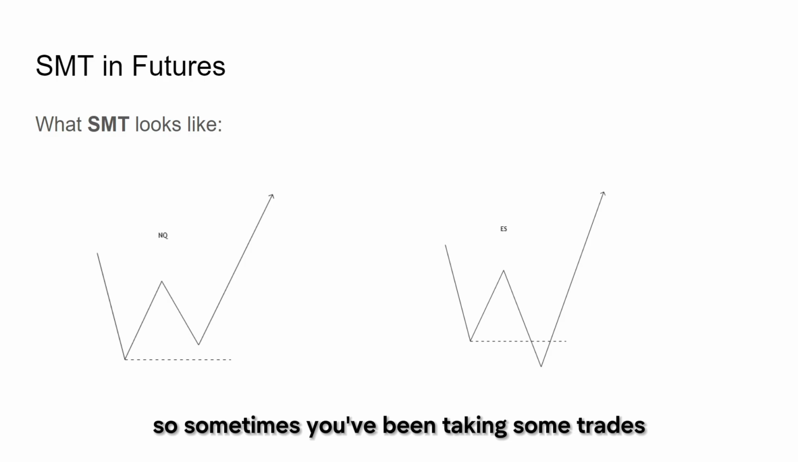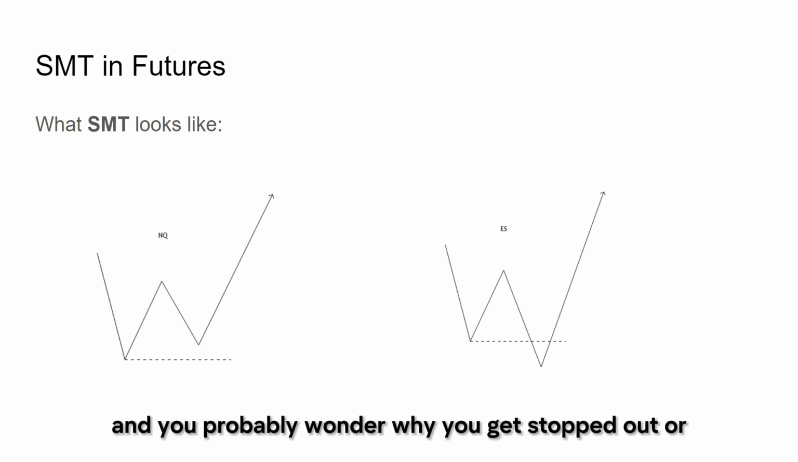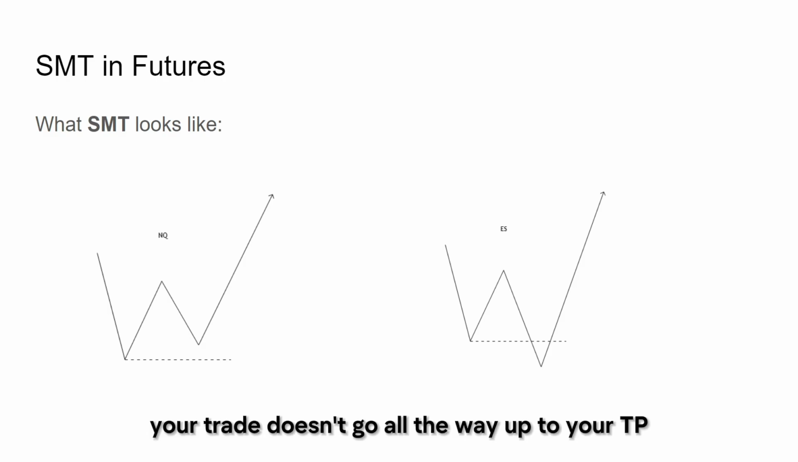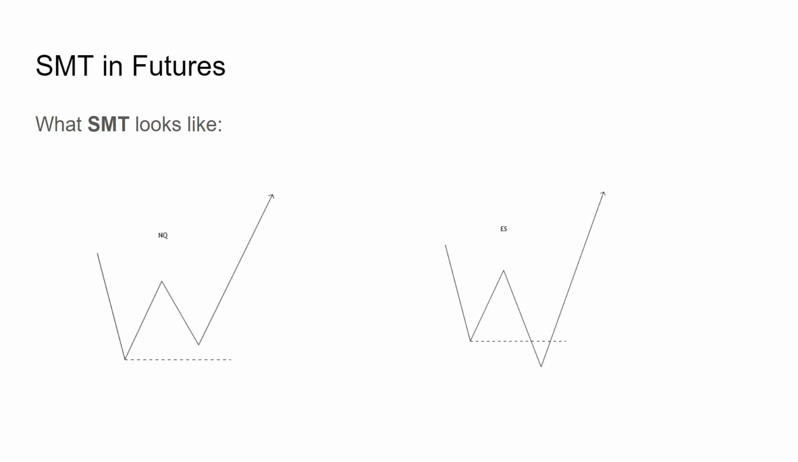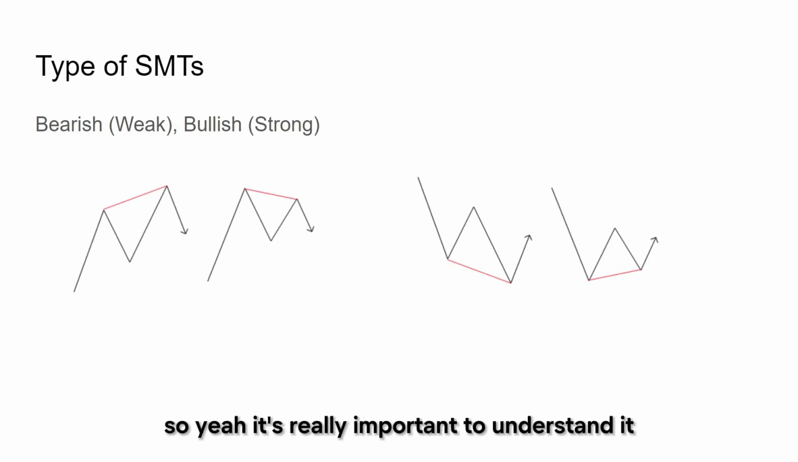So sometimes you've been taking some trades that are going with SMT and your trade's been working really well. And sometimes you're trading on the opposite, you're trading against SMT and you probably wonder why you get stopped out, or your trade doesn't go all the way up to your TP, or it comes back and takes you out at break even. So yeah, SMT really happens every day on every time frame. So yeah, it's really important to understand it.